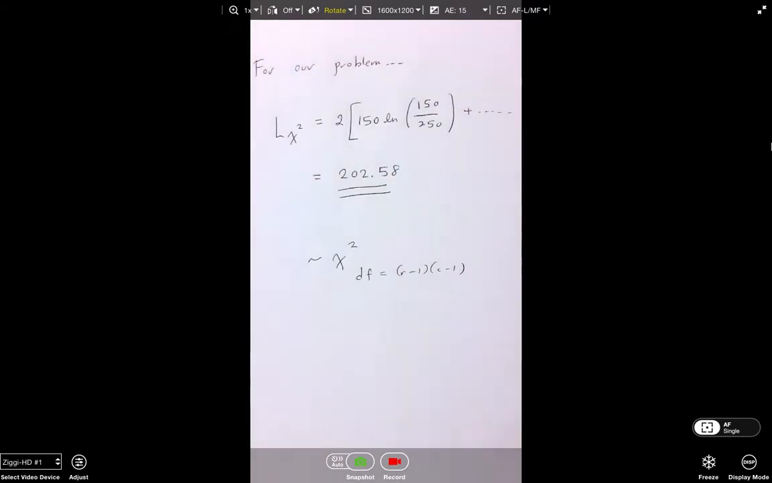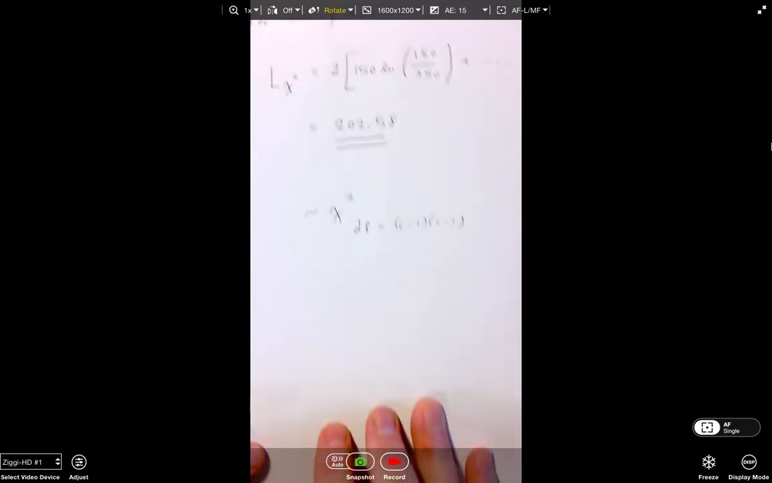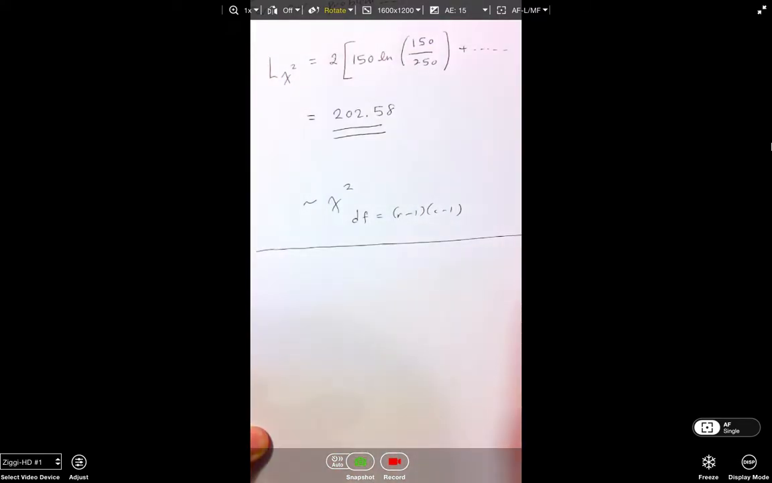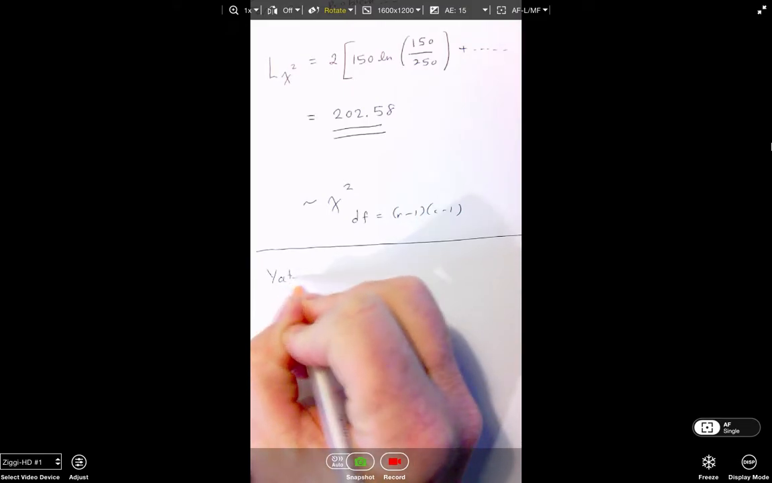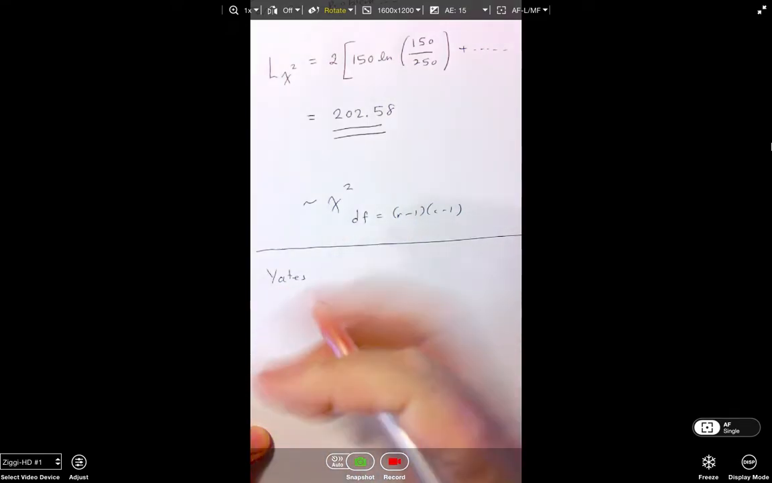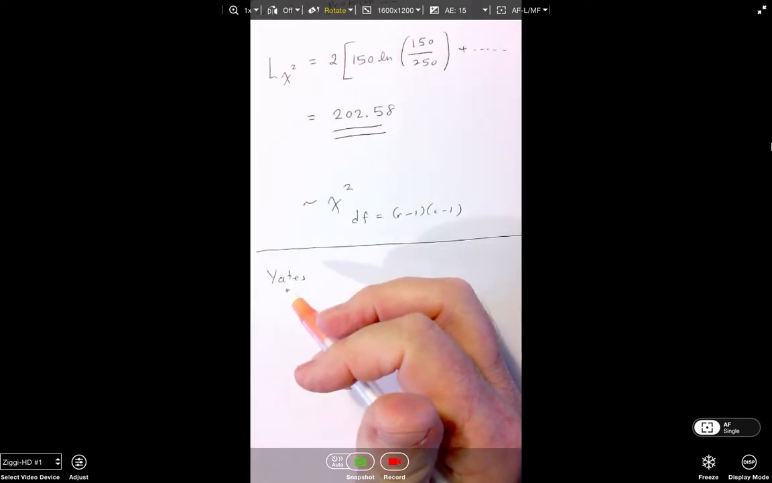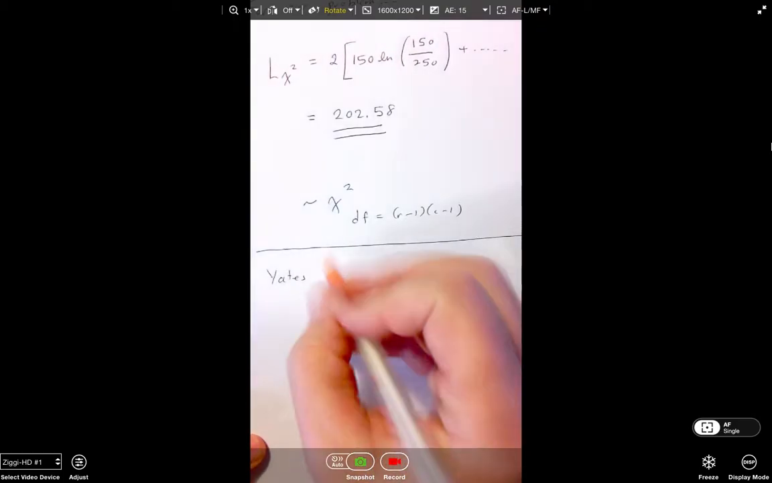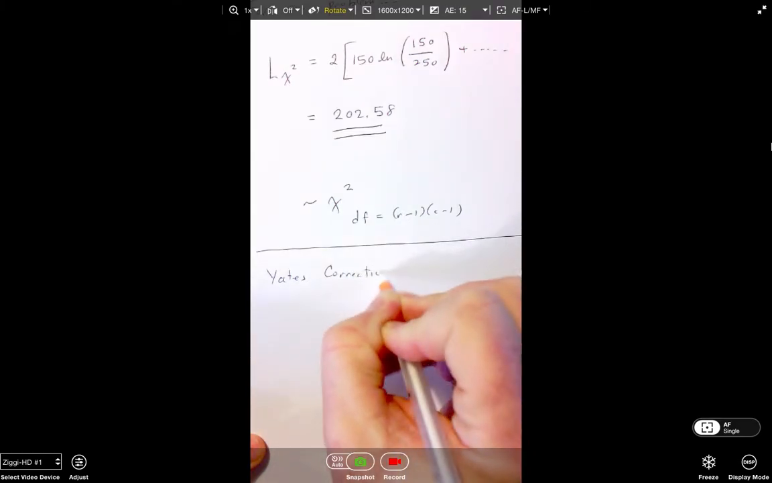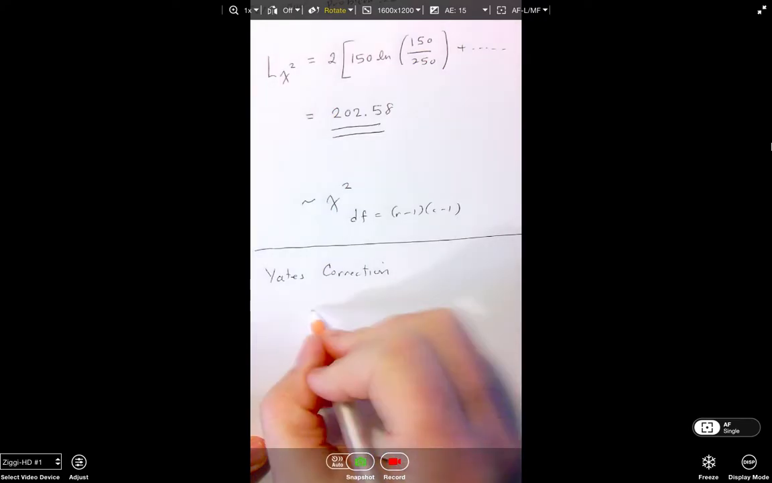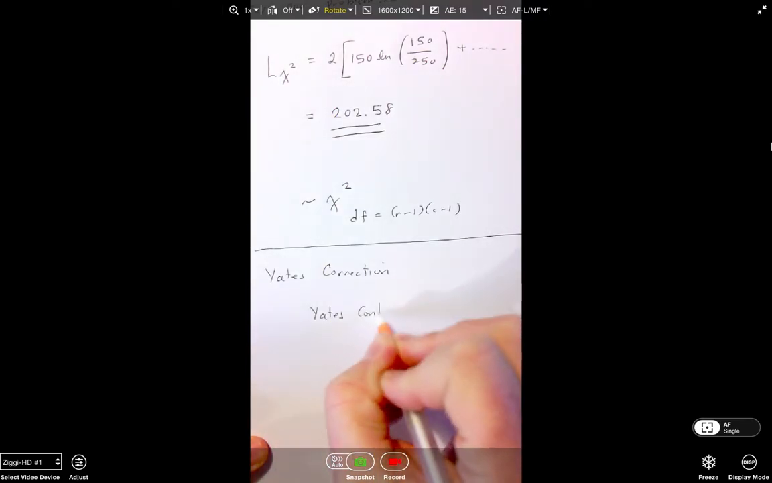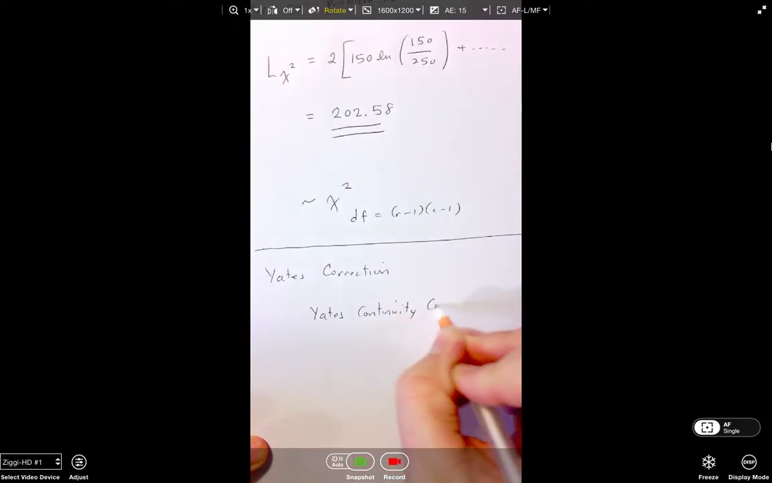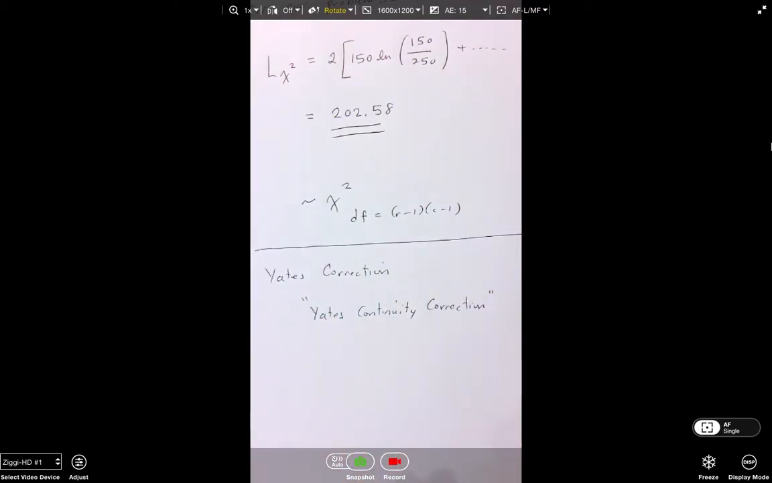Now, probably the most important thing that we're going to talk about in this video, other than just getting a general idea of examining categorical data, so we can get into some cooler stuff in the next couple of videos, is the Yates correction. And actually, typically, it's called the Yates continuity correction. And this is one I definitely want you to have on your radar.